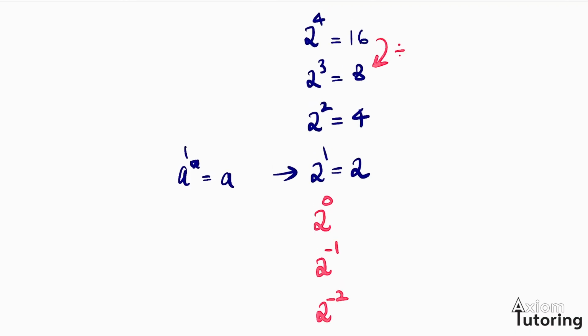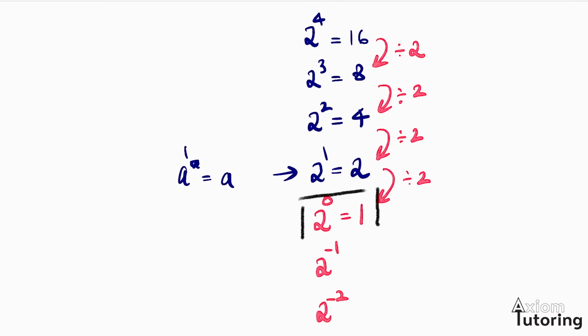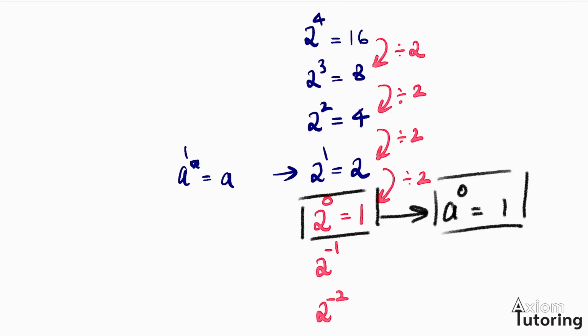Going down, we're dividing by 2. 8 divided by 2 is 4. 4 divided by 2 is 2. So to get to the next line, we can just do 2 divided by 2, which is 1. Now, because this would work no matter what base you had, this gives us our next rule. A to the 0 is always 1. Any number raised to the power of 0 is 1.